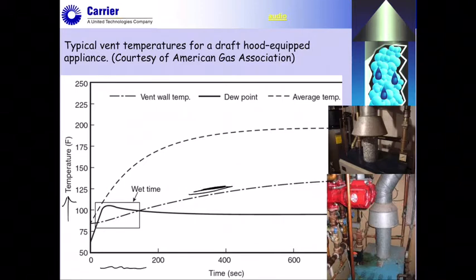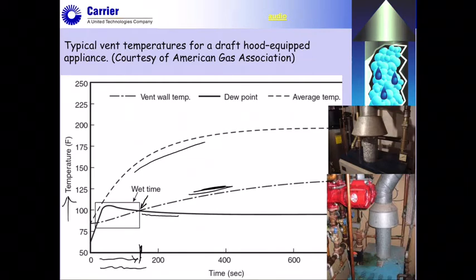This particular line here deals with the vent wall temp. This one up on top deals with the average temperature. And on the bottom, you'll notice this represents the dew point. Now, it isn't until you reach that point right there that you'll see the wet time, where your dew point is no longer going to be an issue.